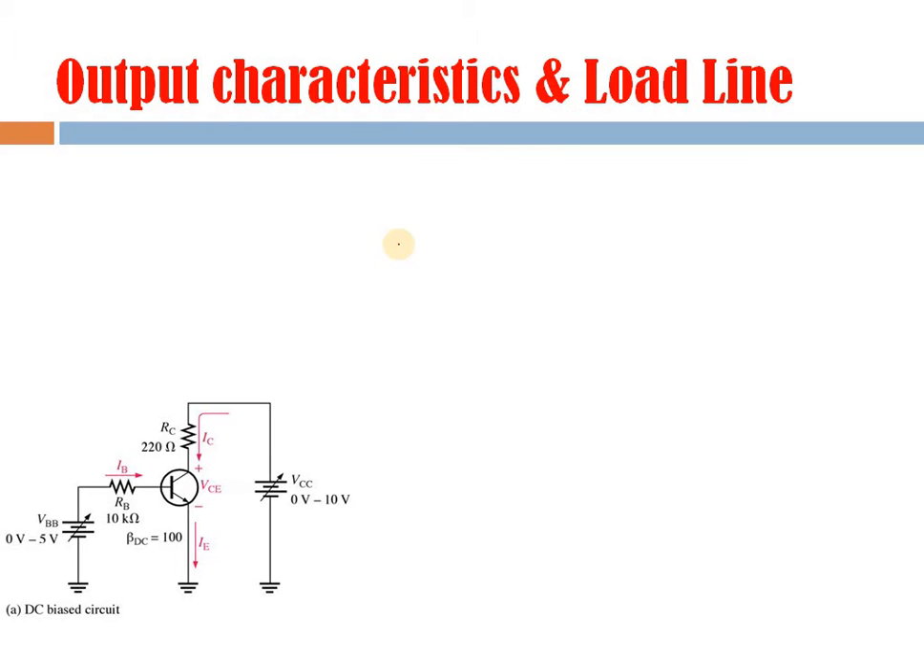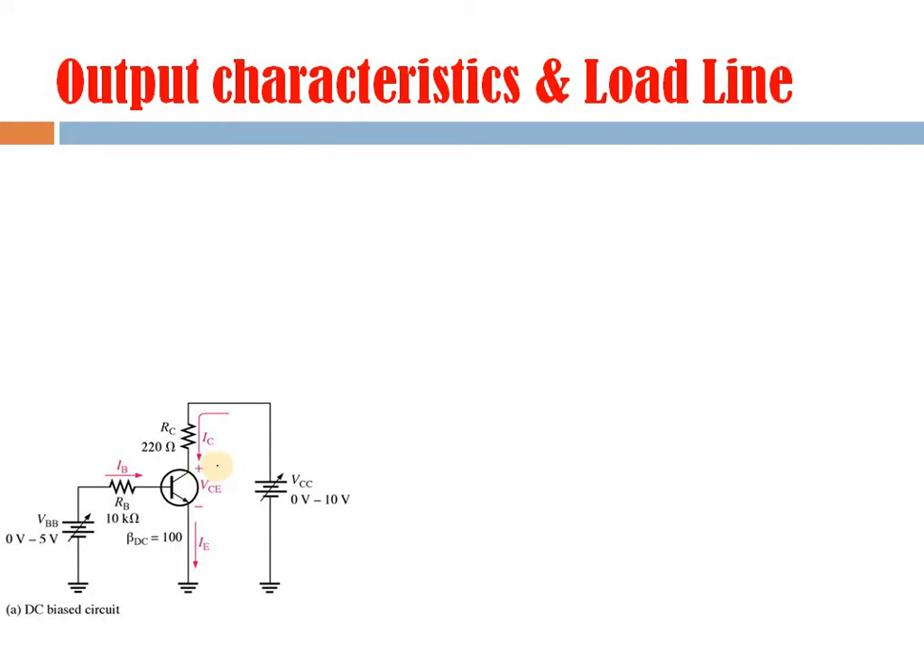You know that in case of BJT based amplifiers, most of the time we prefer common emitter configuration. You can see here in this circuit, this is a common emitter configuration. The input is applied between base and emitter, and output is taken at the collector and emitter side. So if any variation occurs in the base current, these variations produce variations in the collector current.